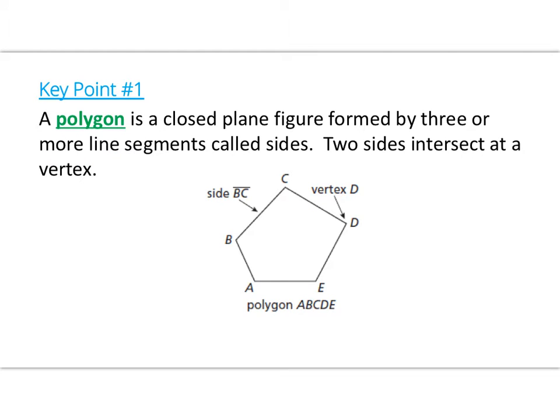All right, first, key point. A polygon is a closed plane figure formed by three or more line segments called sides. And two sides intersect at a vertex. Let's take a look at polygon ABCDE, and that's how you would name a polygon: go some direction around, either clockwise or counterclockwise, it doesn't matter, and then just go in order of vertices when you name any polygon. As you can see, the sides are always segments, and sides come together and meet at a vertex, in other words, the corners.